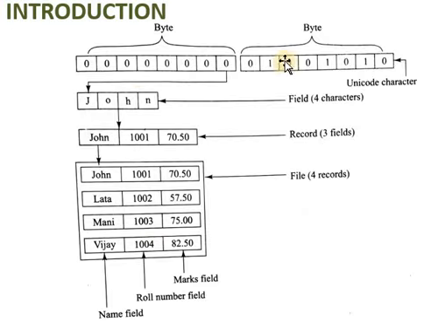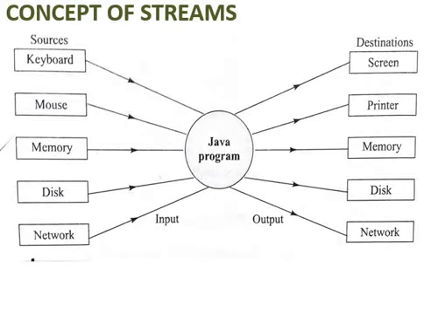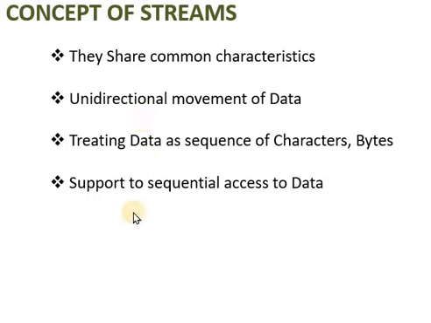Then our focus was on the byte, character, field, record, and even the file. Then finally we discussed the various input streams, the various output streams, and how the process happens. And finally we focused on the concept of streams, what a stream is all about, and the various characteristics of streams. So that's it in this video.